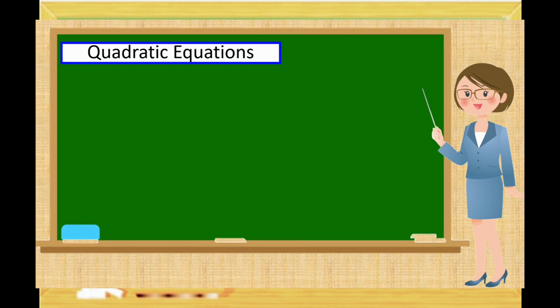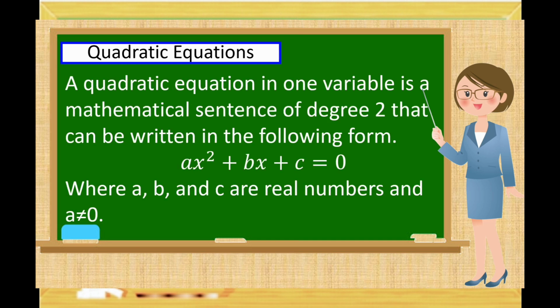A quadratic equation in one variable is a mathematical sentence of degree 2 that can be written in the following form: ax squared plus bx plus c equals 0, where a, b, and c are real numbers and a is not equal to 0. Mga ka-Happy Math, kapag sinabi natin quadratic equation, ang pinakamataas na degree o exponent ay 2. At ang symbol na ginagamit ay equal sign.